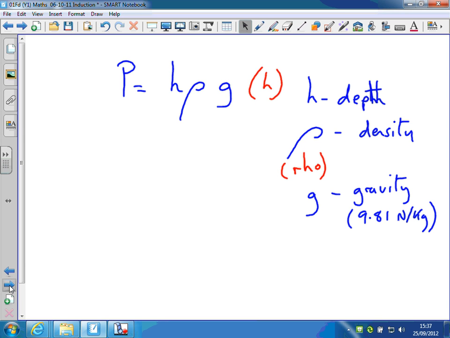So in other words, p, rho g cancels out that also. Divide the left-hand side by rho g. Divide the right-hand side by rho g. That means g's cancel and rho's cancel, and you're left with h equals p over rho g.